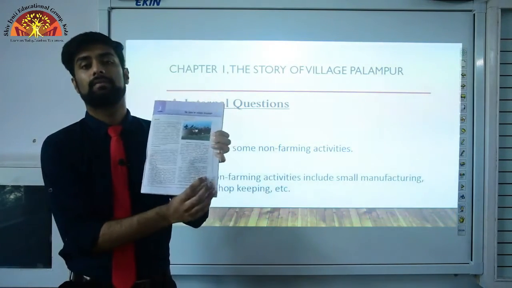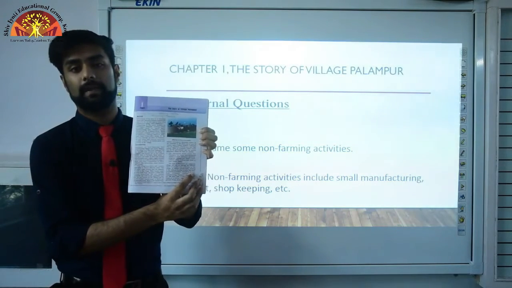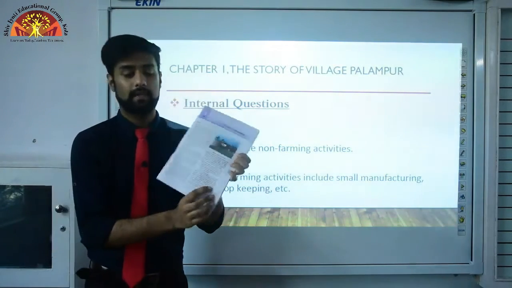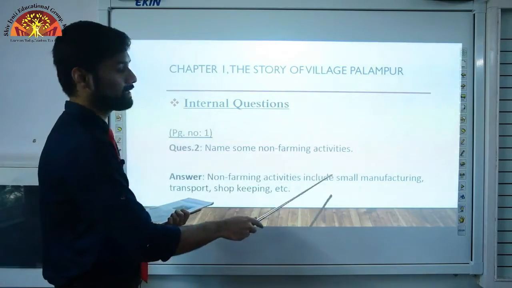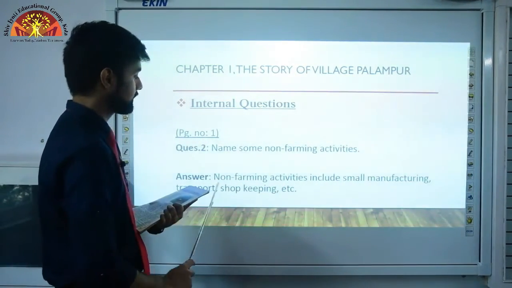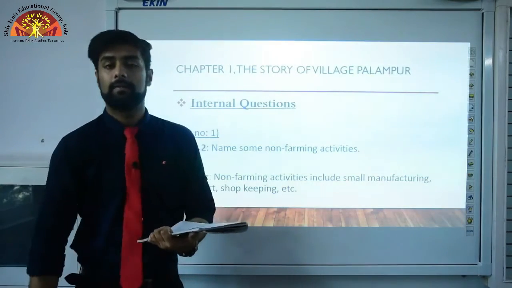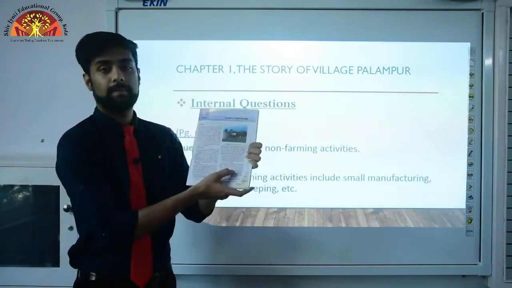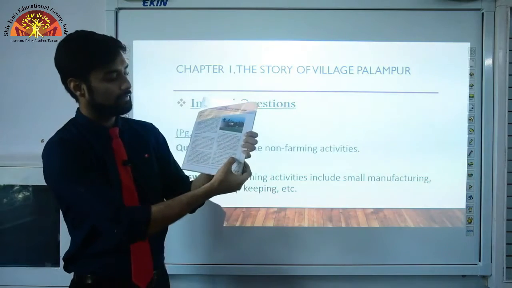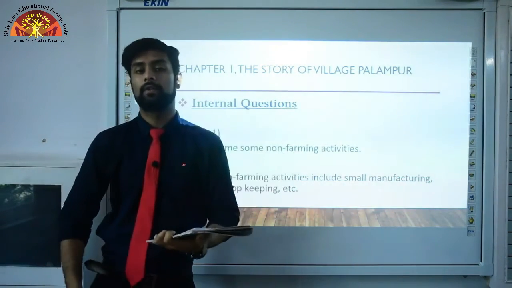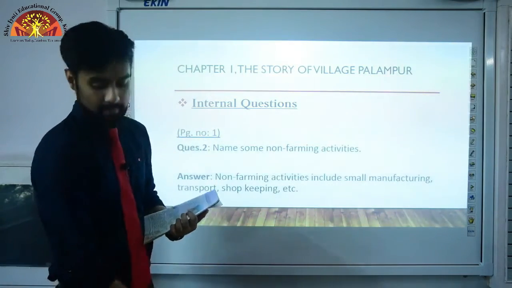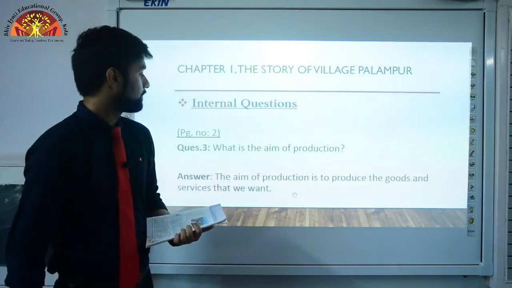Mark the answer on the 5th line of this paragraph, okay? Last paragraph, 5th line, the word written here is non. Non-farming activities include small manufacturing, transport, shopkeeping, etc. You can mark this in your book as well. Last paragraph of page number 1, fifth line. Okay, moving on to the next question.